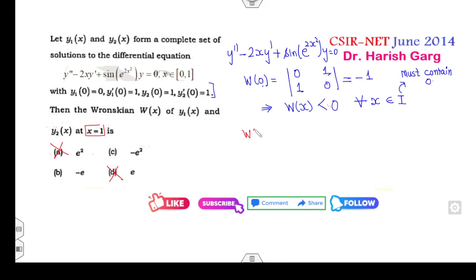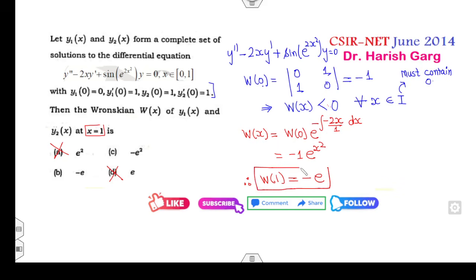Fine. Then we can apply Abel's formula. Wronskian at the point 0, e raised to power minus coefficient of the y' divided by coefficient of the y. Wronskian at the point 0 is -1. It's e raised to power x square. Therefore, Wronskian at the point 1 is minus e, the right answer of the problem. So B is the right answer of the problem.